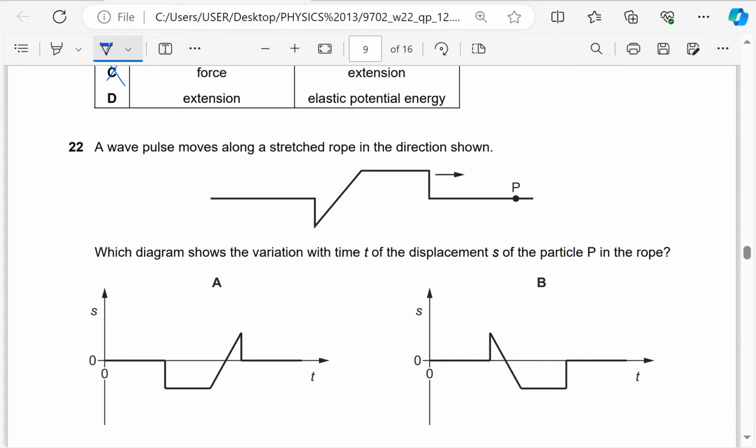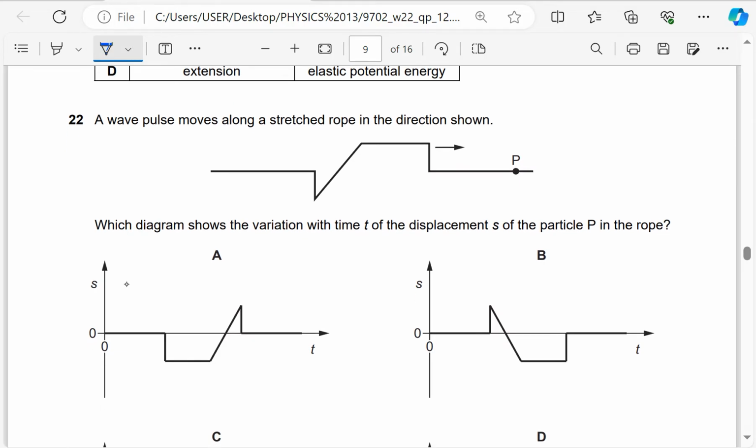A wave pulse moves along a stretched rope in the direction shown. Which diagram shows the variation with time t of the displacement s of the particle P in the rope? So the wave is moving to the left. So that means this first part here should pass through the P. So after t equals 0, we should have a horizontal line, because this will be the first part to pass through P. So we should first have a horizontal line.